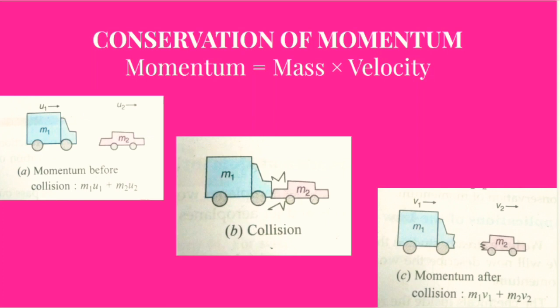It is observed that the total momentum before collision, that is m1 u1 plus m2 u2, is equal to the total momentum after collision, that is m1 v1 plus m2 v2. This is what we call conservation of momentum.